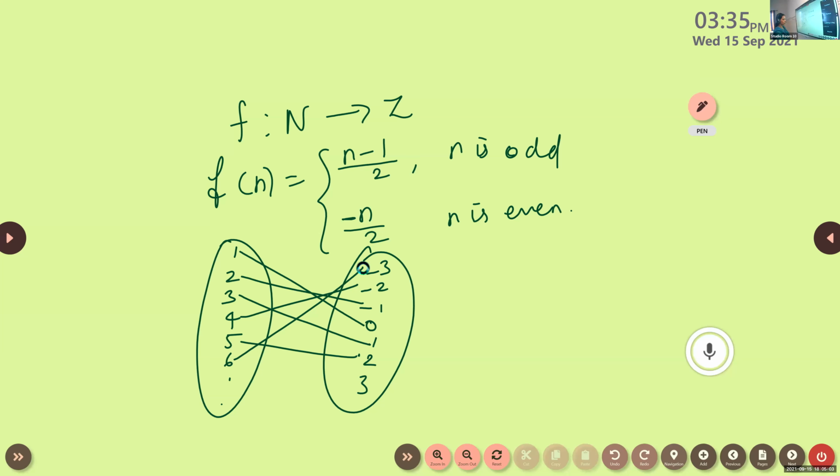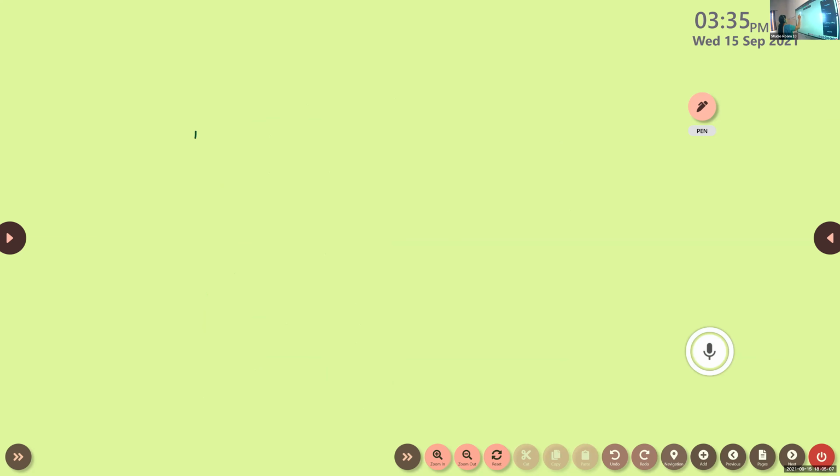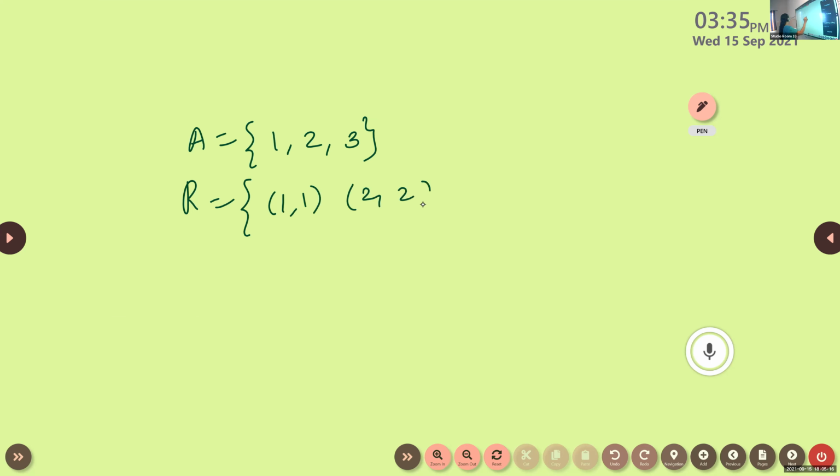Write the next one. A is equal to the set {1, 2, 3}. R is equal to the set {(1,1), (2,2), (3,3), (1,2), (2,3), (1,3)}. Check whether R is reflexive, symmetric, transitive. What is the answer? Check your answer.